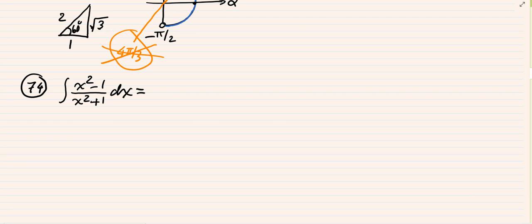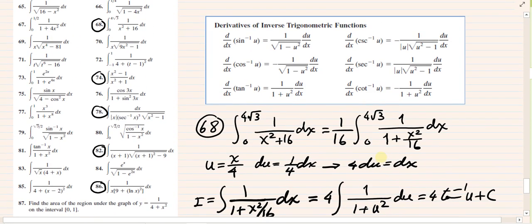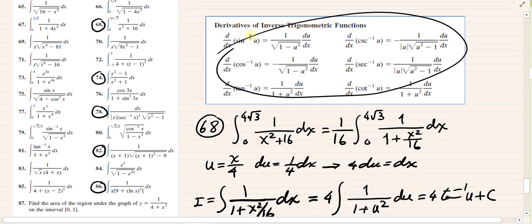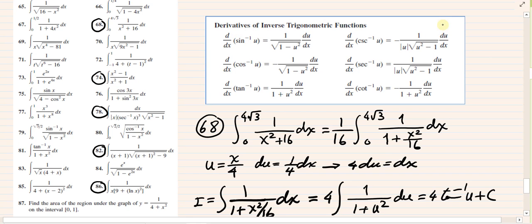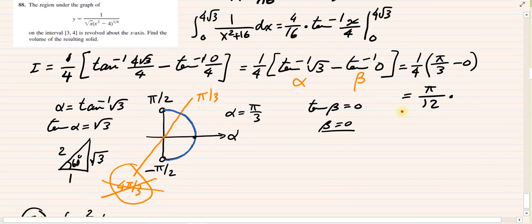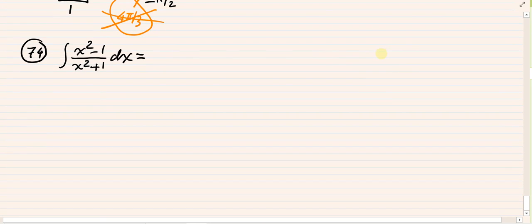All right, so in number 74, we have the integral of x squared minus 1 divided by x squared plus 1 dx. For this one, the construct doesn't look like any of these formulas that we have up here, right? None of the inverse trig functions. So I need to work this a little bit. In this case, let's do a long division.